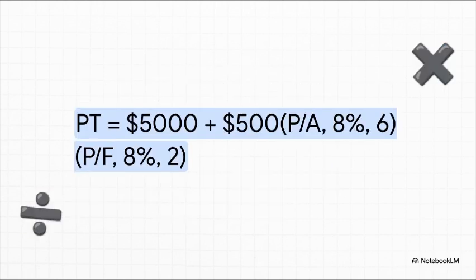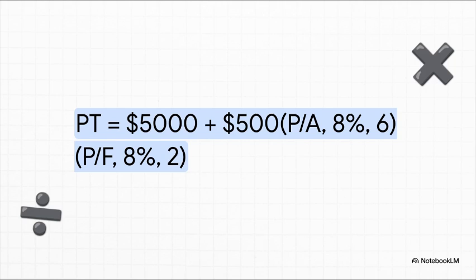See that? So how do we write the equation? Well, first we have that initial $5,000 payment. That's easy. It's already sitting at time 0. Done. Next, we find the present worth of that $500 series. That's the P/A factor with our N of 6. That calculation gives us the value of the series at year 2, our P prime.